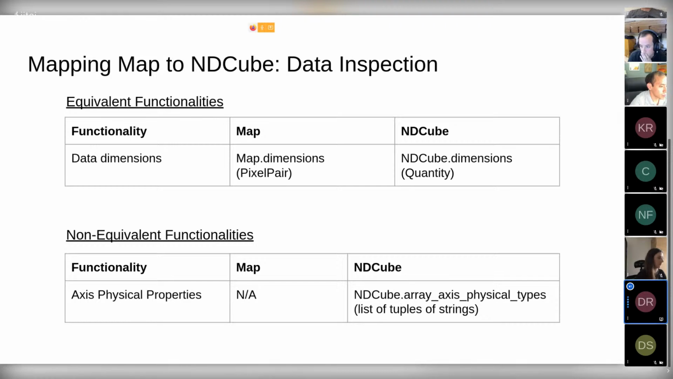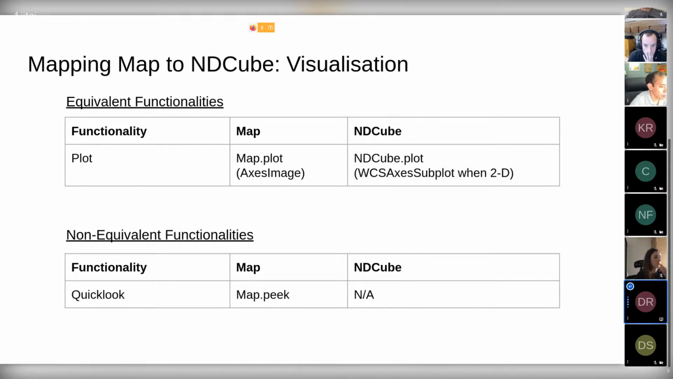So that's data inspection. Again, stop me if there are any questions on this. I'm flying through it a little bit quickly, but we can come back to it if people think of a question later. So plotting, yep, you can do map.plot, and that returns an axis image object. Exactly the same way you can do ndcube.plot, and this returns a WCS axis subplot. So it's a different return type, but from the ndcube version, it is quite easy to extract the axis image object if you want to.